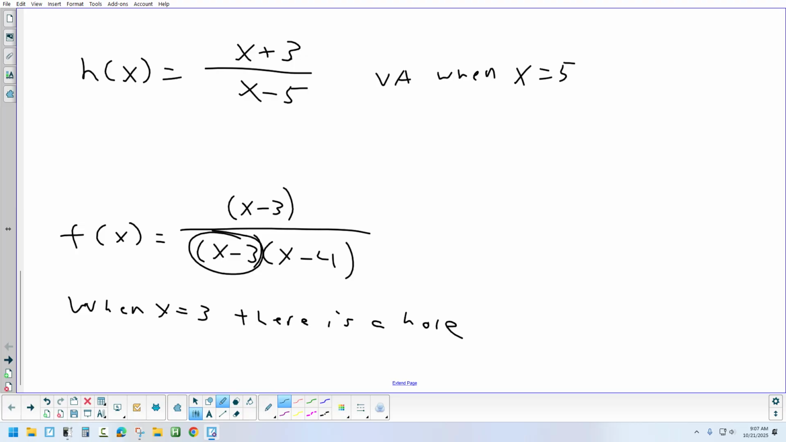Okay. And now the other one you said is when x equals 4. When x equals 4, is there a common factor of x minus 4 in the top and in the bottom? Well, there isn't. So when x equals 4, what's going to happen? There's going to be a vertical asymptote. Okay, so sometimes a graph has a hole, sometimes it has an asymptote, sometimes it has both. This one has both. Any questions on that?